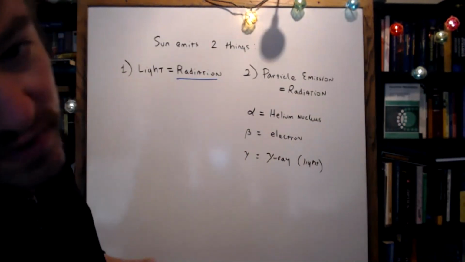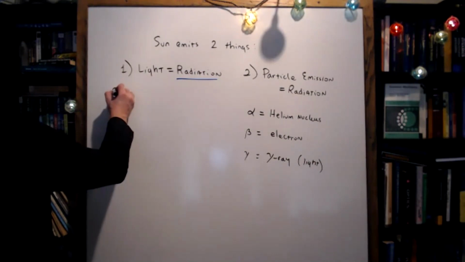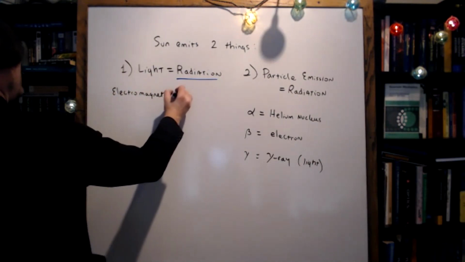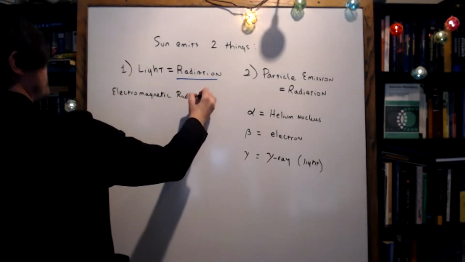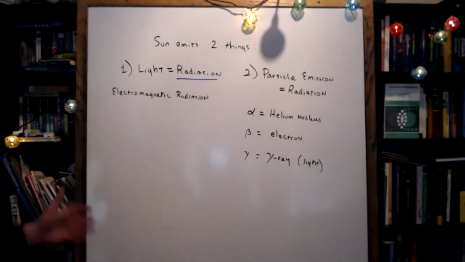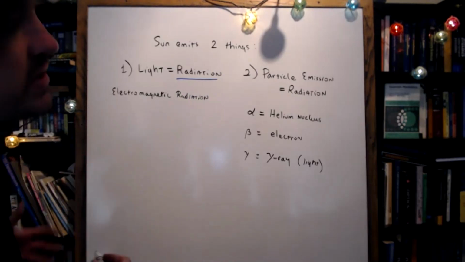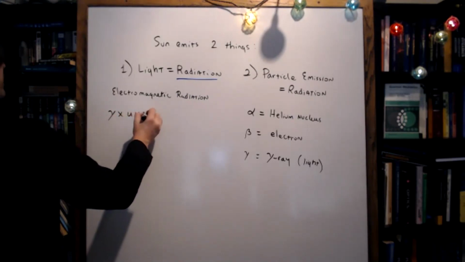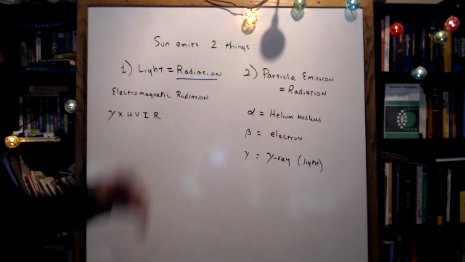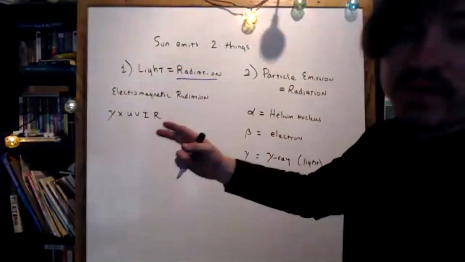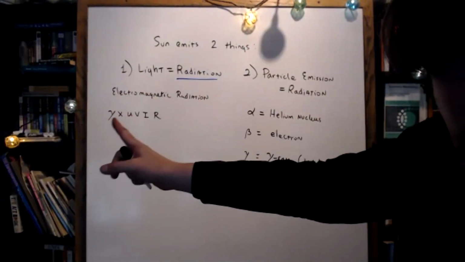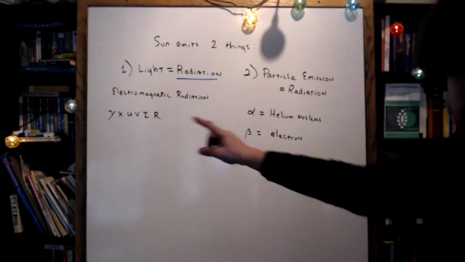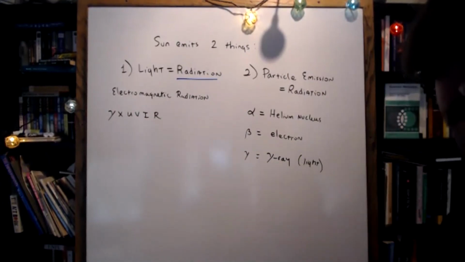When an astronomer says radiation, they usually mean electromagnetic radiation. Electromagnetic radiation is the electromagnetic spectrum, which you learned last week: gamma, X-ray, ultraviolet, visible, infrared, radio. Remember that my acronym for electromagnetic radiation is YX-UVR. Those are the bands of the electromagnetic spectrum.